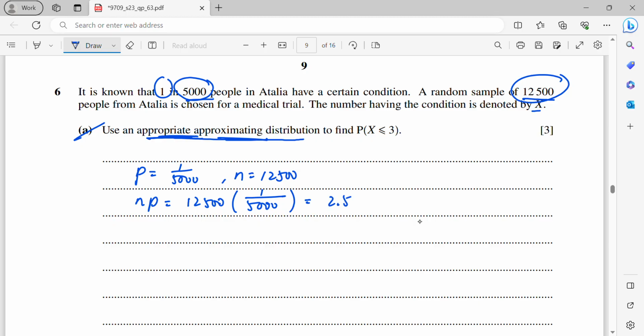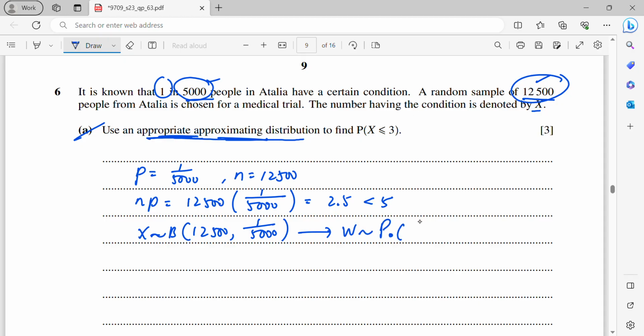Alright, so since this 2.5 is less than 5, from here I know that initially it was binomial, right? Because you have N, you have the P. So since the NP is less than 5, it is very small, and then the N is also large, which is 12,500. So instead of binomial, I will approximate it to Poisson. So I will write down the original distribution first, then it will be approximated to Poisson.